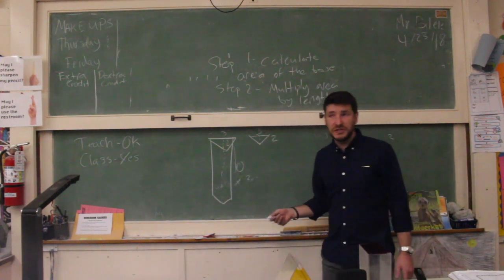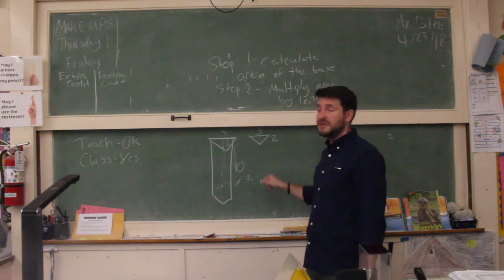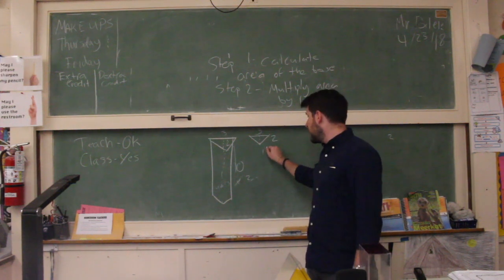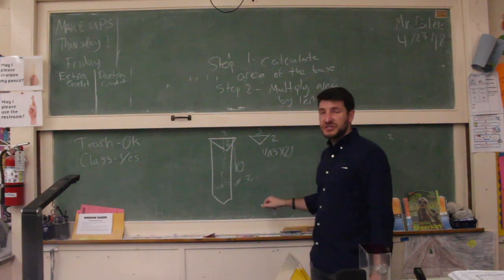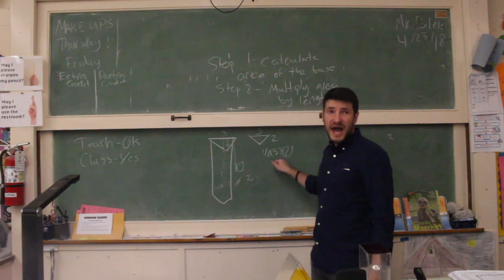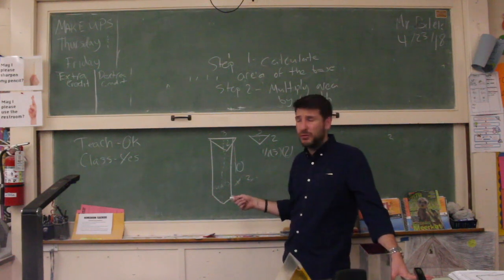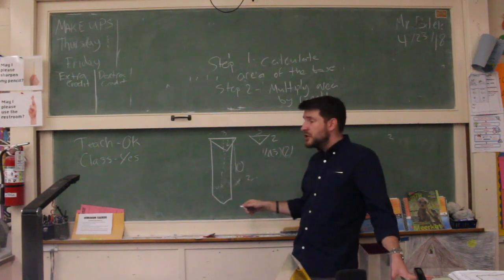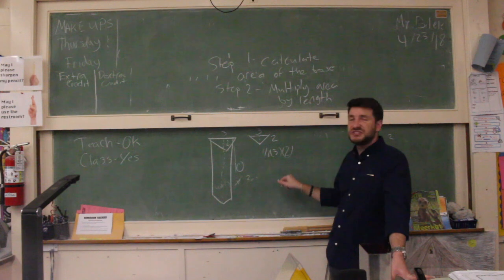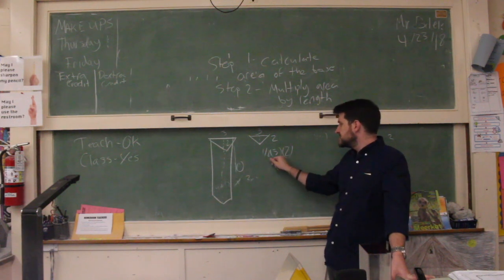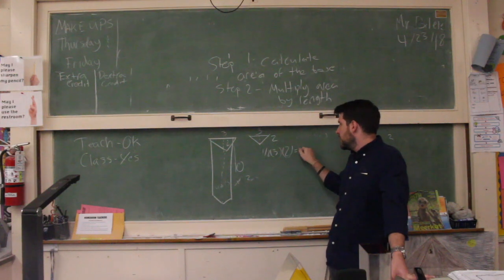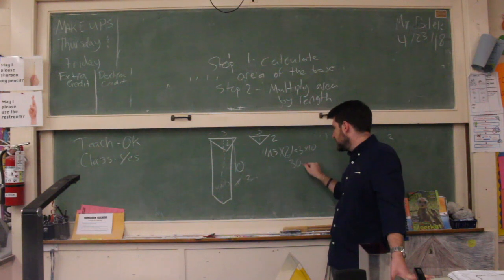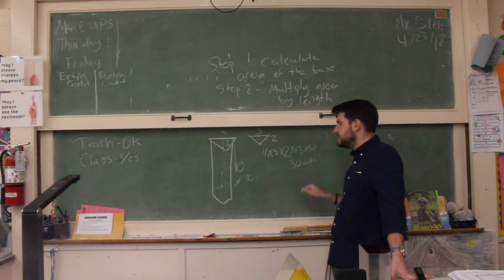So, there's a few different ways we can do it. Finding the area of this triangle, which is 1/2 times 3 times 2, 1/2 times 3 is 1.5, and 1.5 times 2 is 3. Notice that the 1/2 and the 2 cancel each other out. So the area is 3, and 3 times 10 is going to be 30 units cubed.